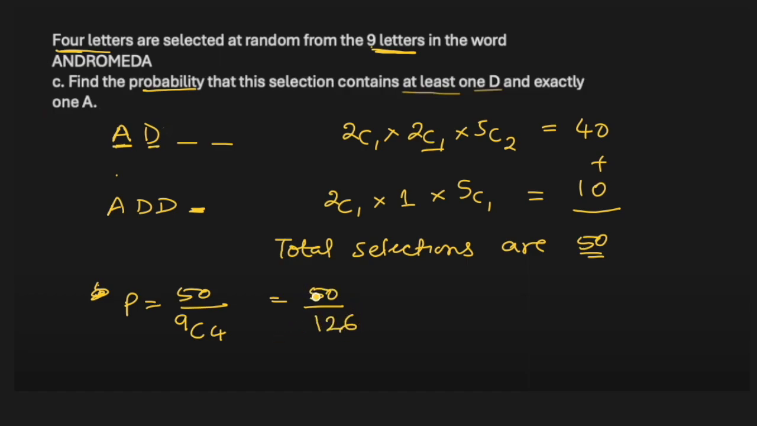126 I got here, so this will be 25 and 63. That is the probability. 25 out of 63 is the probability.